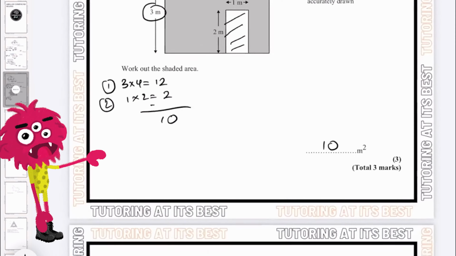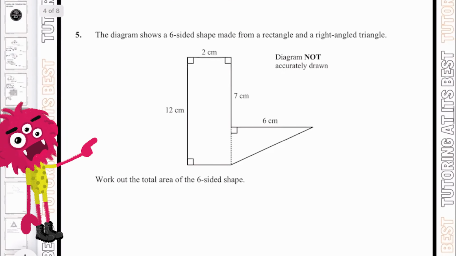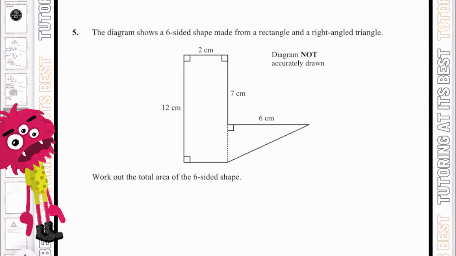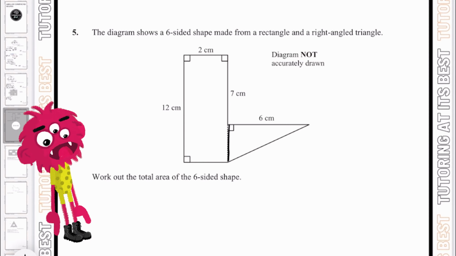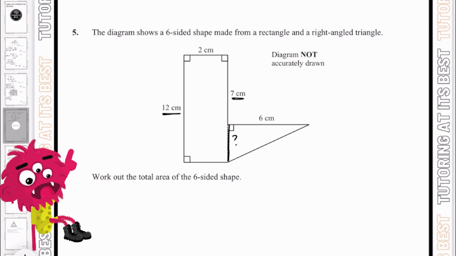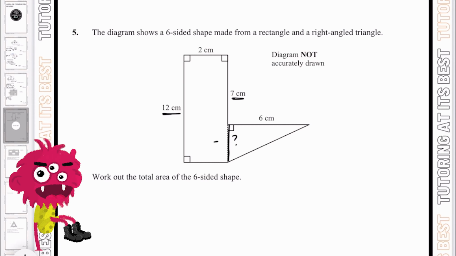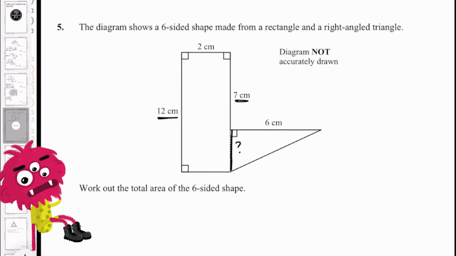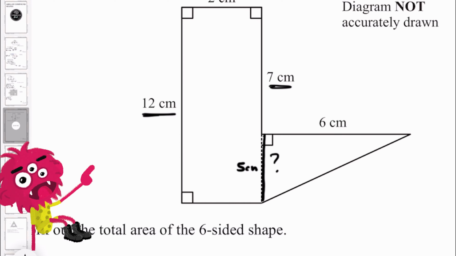Okay, I hope those questions were quite simple to understand. Let's now move over into question number 5. So now we're shown a 6-sided shape, which is made from a rectangle and a right angle triangle. So let's work out the total area. So once again, we can see that it's been split up here. And we know that 12 is the total of 7 and our base. So our base must be 5 centimeters. Now we've done that. So we know our base must be 5 centimeters.